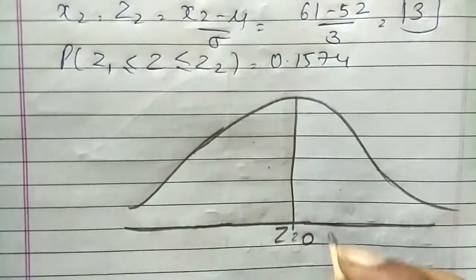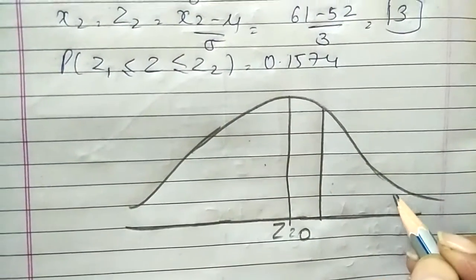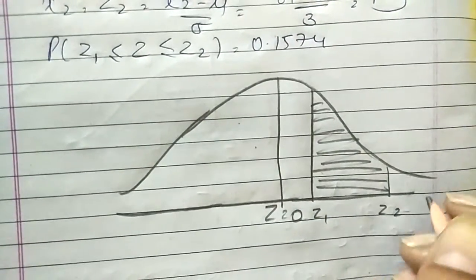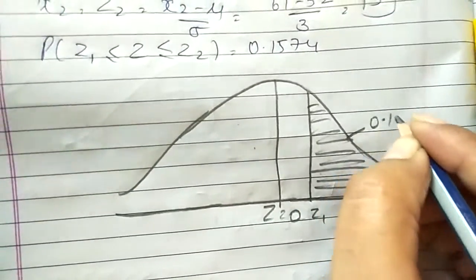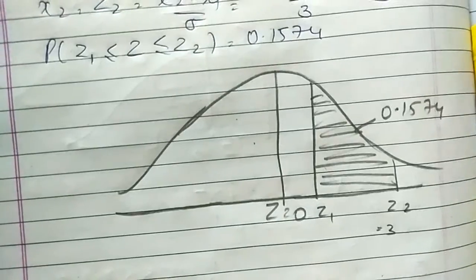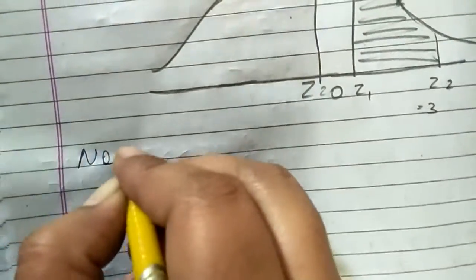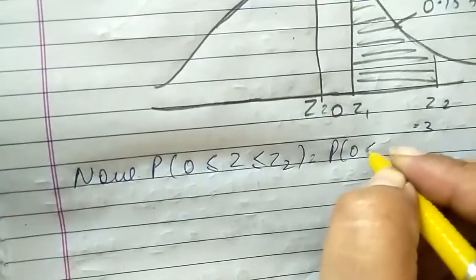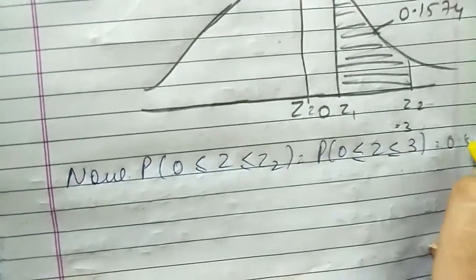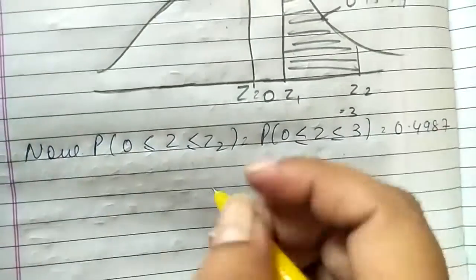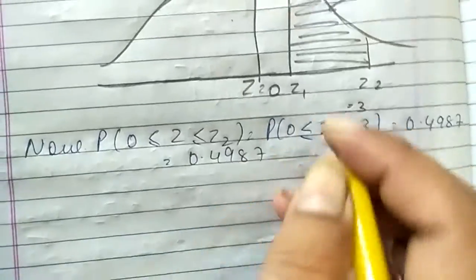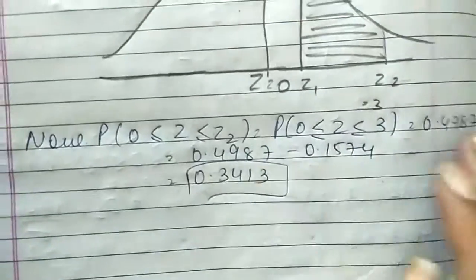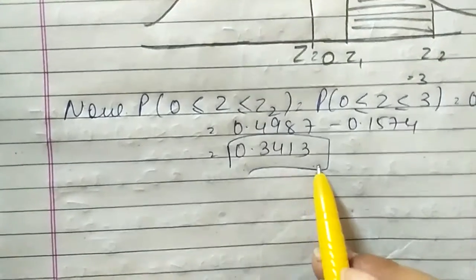The centermost part is equal to 0, and here let us find the values z1, z2. z2 is equal to 3, this portion is 0.1574. Okay, so now P(0 ≤ z ≤ z2) is P(0 ≤ z ≤ 3), that is 0.4987. So 0.4987 minus 0.1574, the answer comes to 0.3413. So now we will find the area for 0.3413. The area comes to 1.